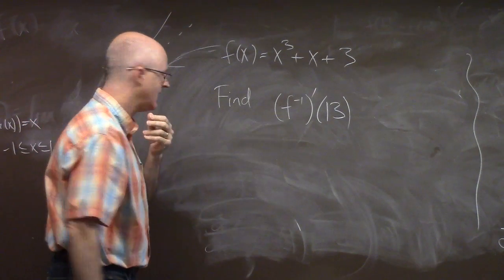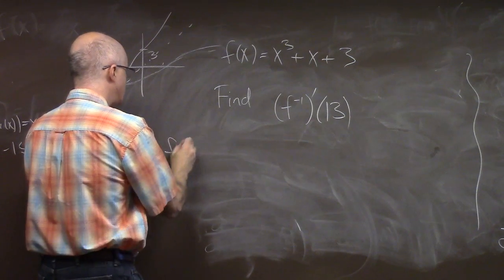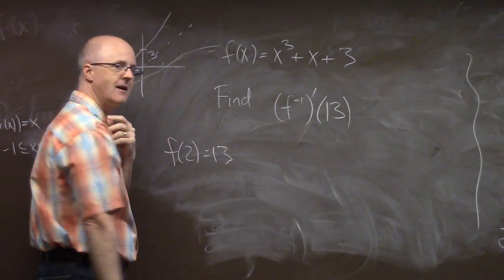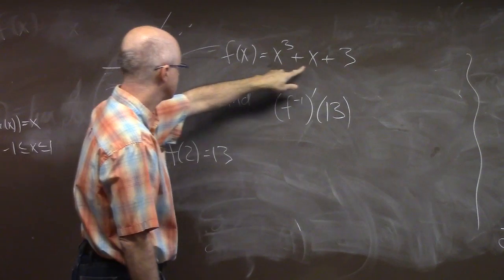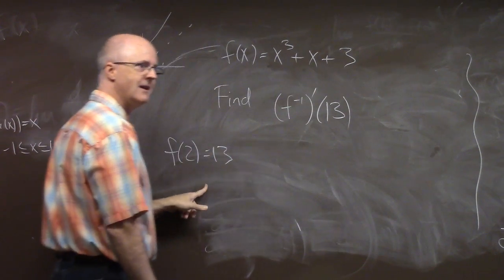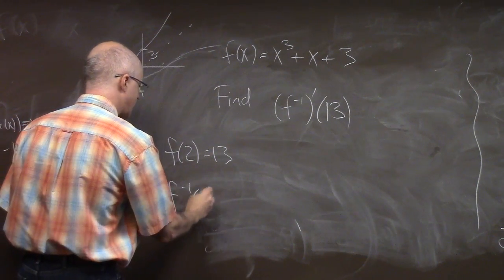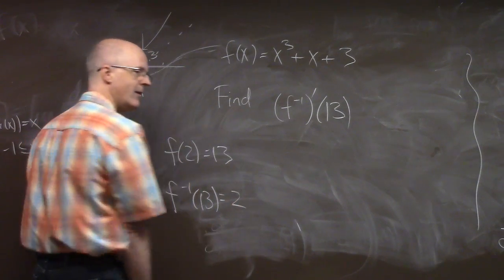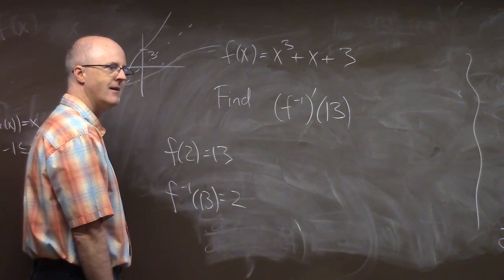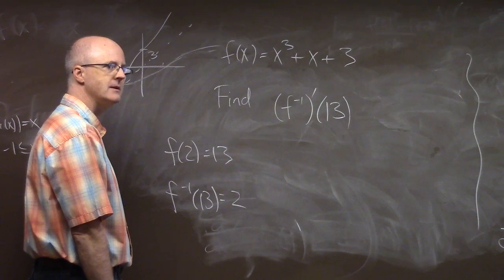This picture's not real great. f of 2 equals 13. 2 cubed is 8, plus 2 is 10, plus 3 is 13. So f inverse of 13 equals 2. That's why we're going to be able to do it.